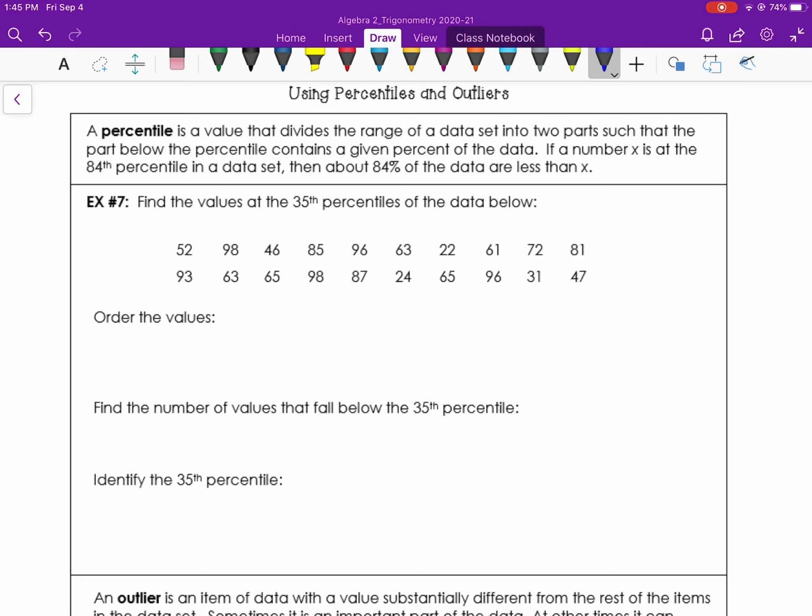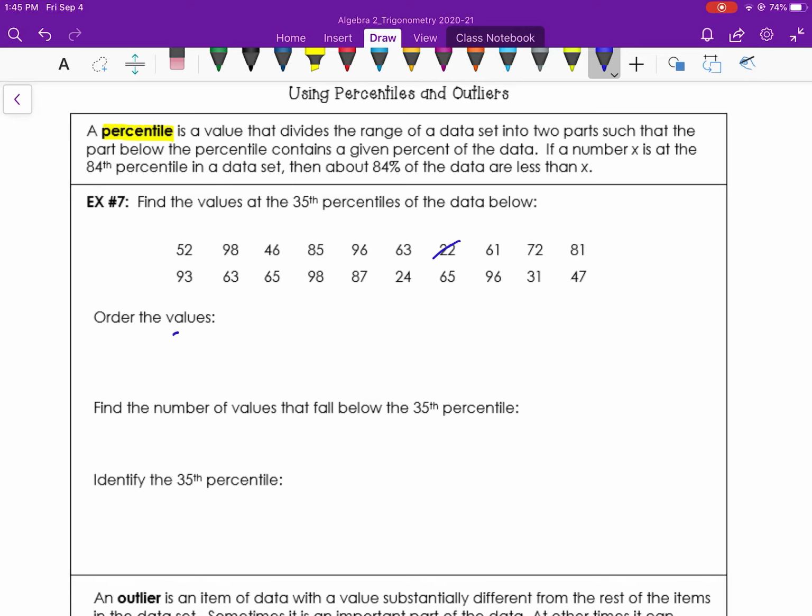All right, so the percentile value, it talks about up here, is a value that divides the range of data into 2 parts such that the part below the percentile contains a given percent of data. If the number X is at the 84th percentile in a data set, then that means about 84% of the data is less than X. All right, so we have our values here, and we're going to order the values from lowest to highest.